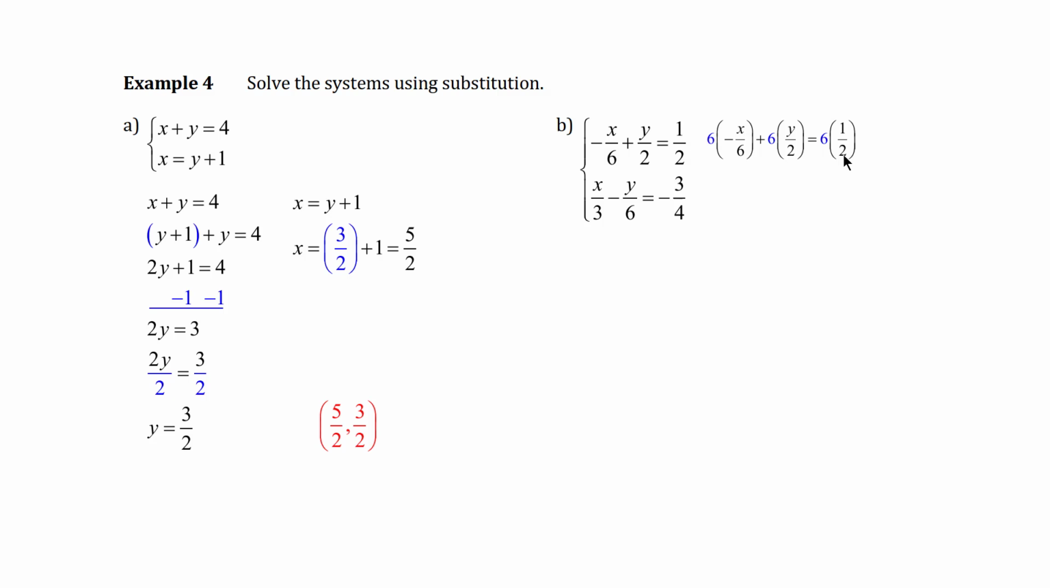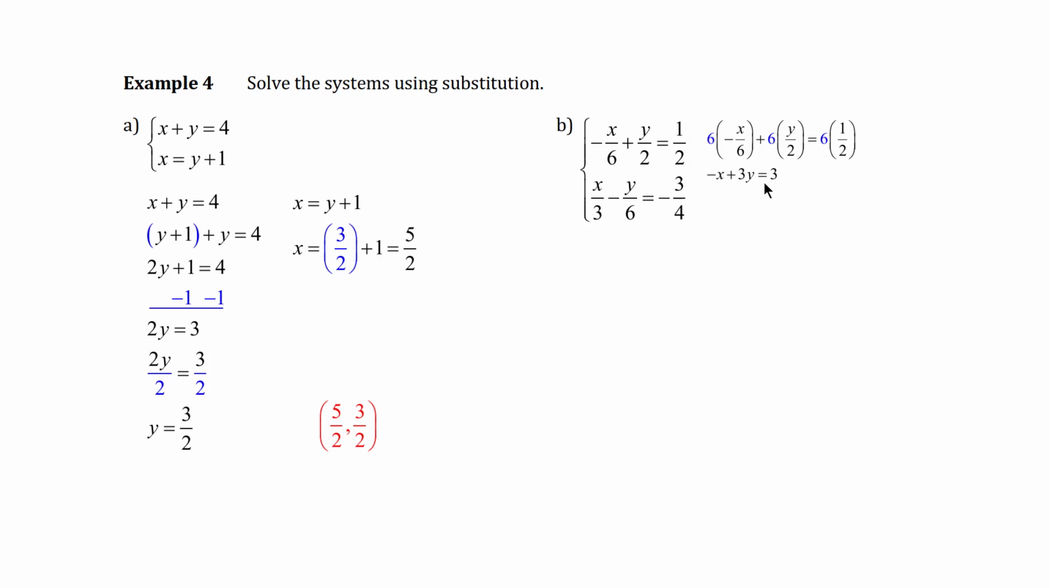Simplifying the left-hand side, 6 times negative x over 6 simplifies to negative x. 6 times y over 2 simplifies to 3y. And on the right-hand side, 6 times 1/2 is 3. The result is negative x plus 3y equals 3.